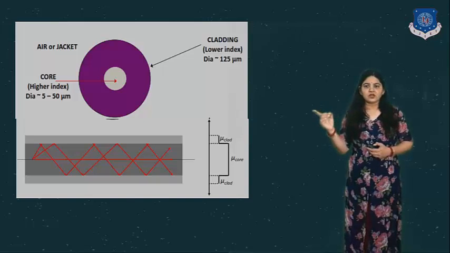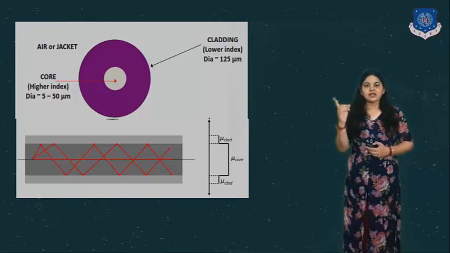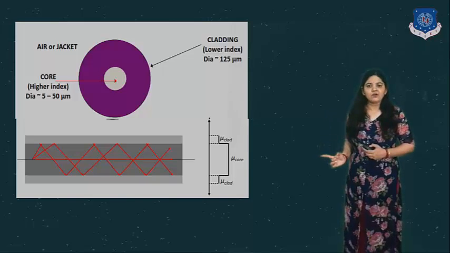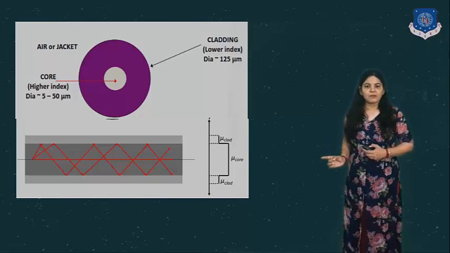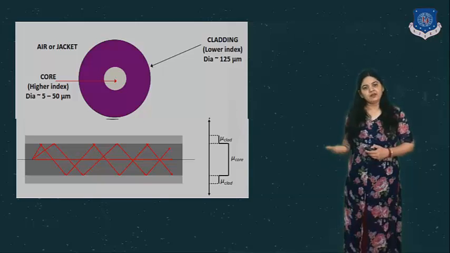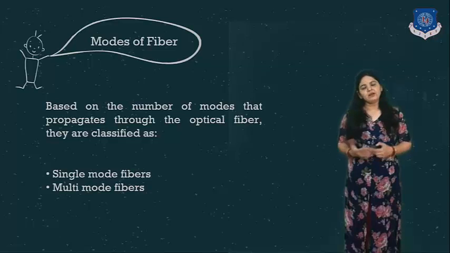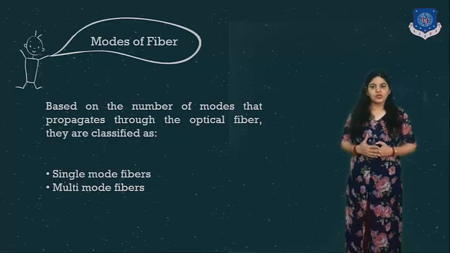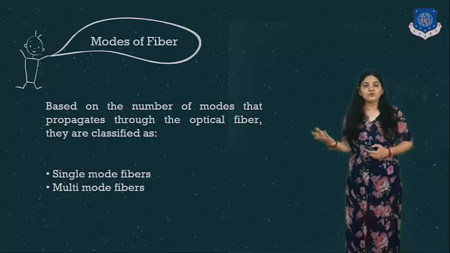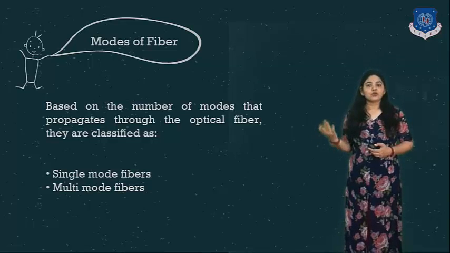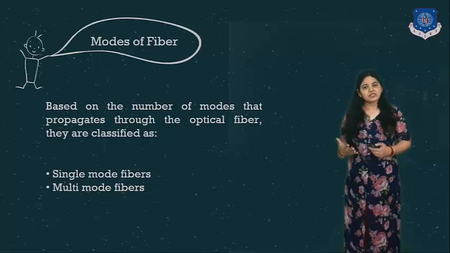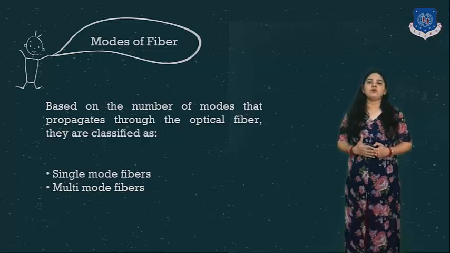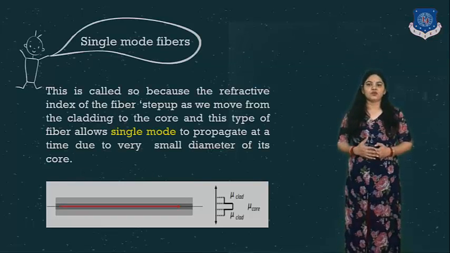You can see the core is there and around that the cladding is there. So the wave traveling through the fiber gives a pattern like this, and according to this pattern we can describe the various modes. Based on the number of modes that propagate through the optical fiber, it is classified into two categories: one is known as the single mode fiber, the other is known as the multi-mode fiber.